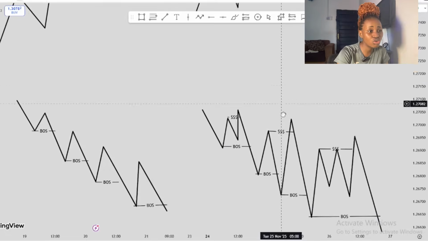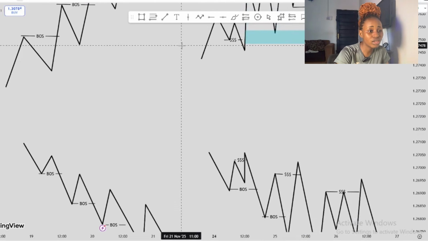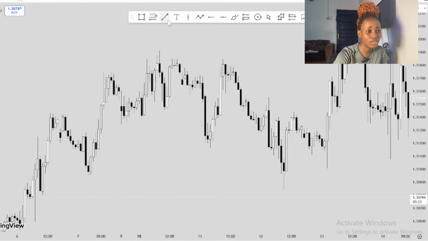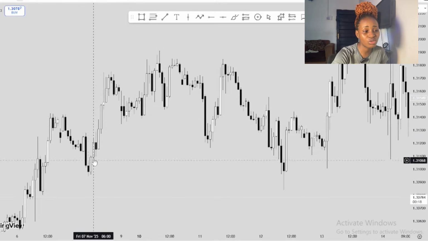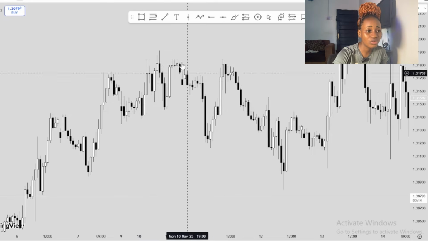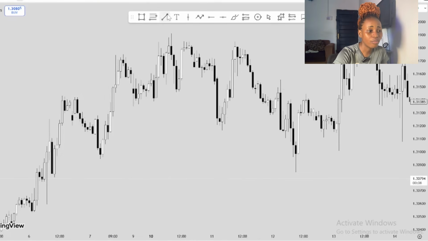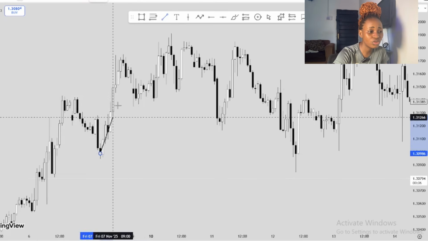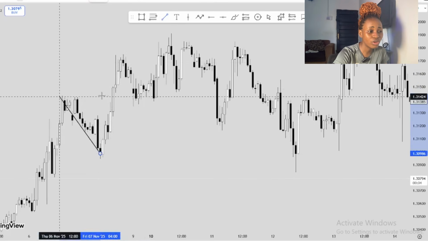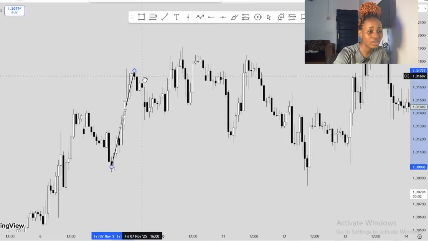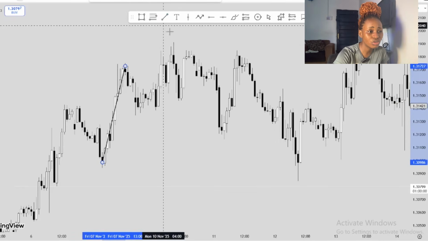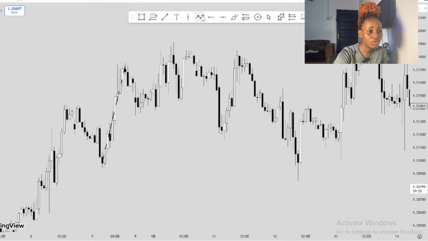Okay, let me just show you some examples on the chart. Just look at the price action here. The basic structure we are expecting is higher highs and higher lows, but look at this structure here. Price expanded to the upside, giving us a break of structure here.